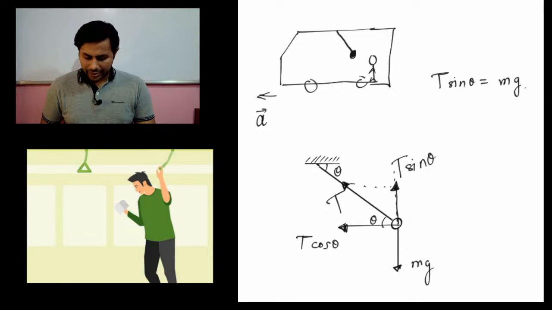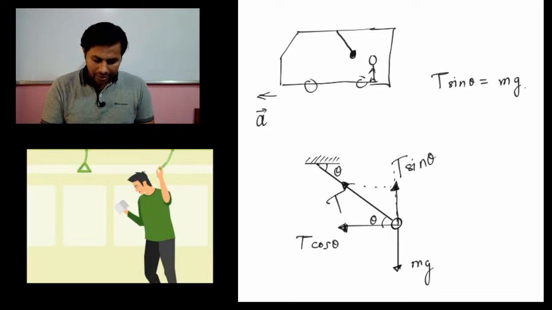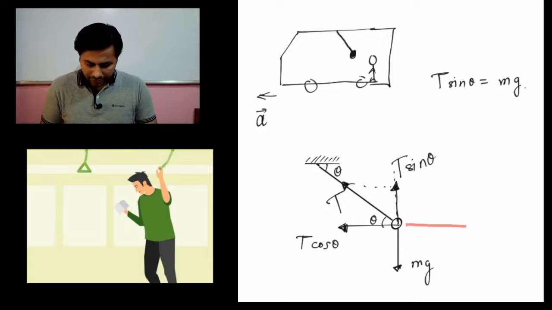There is a horizontal component of tension. If the pendulum is at rest like this, this horizontal component of tension must be balanced. So now he applies the concept of pseudo force, and he says that there is a pseudo force acting in the opposite direction, and that pseudo force is, suppose, F sub p.